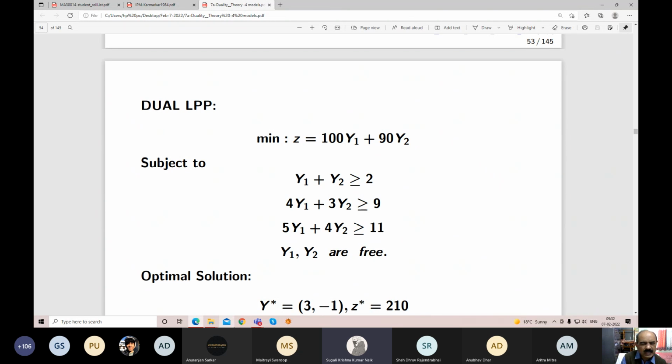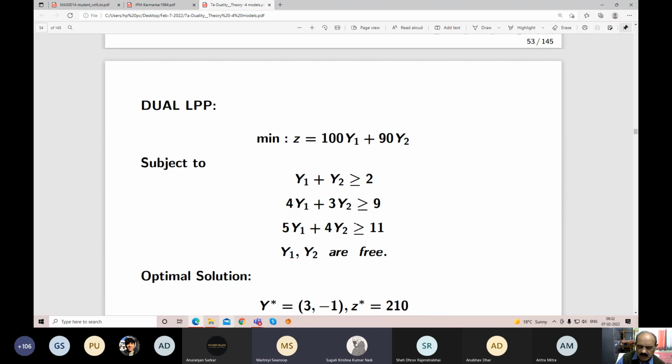Apply either the two-phase simplex method, the big M method, or the dual simplex method. The dual simplex method will be covered soon. After finding the answer, our capital Y1 will be small y1 minus small y2, and capital Y2 equals small y3 minus small y4. That's all. If you substitute, you will get the answer in this manner. The same answer should come.